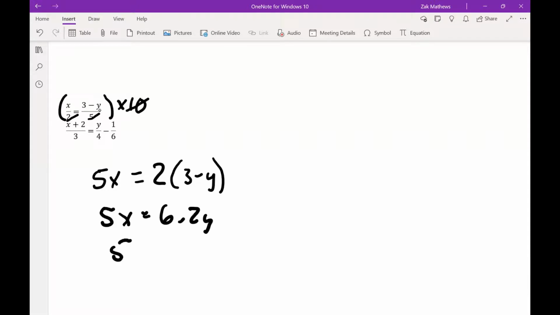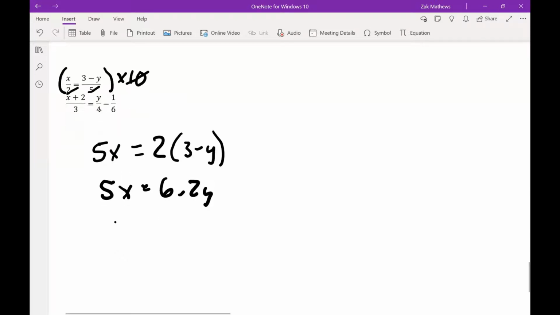Getting the x and y on one side, we'd have 5x plus 2y is equal to 6. And then we have it in a more usable form.